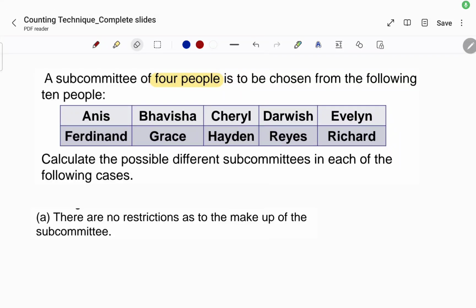Okay, hi. This question is related to counting technique, a question from the lecture. They told you that a subcommittee of 4 people is to be chosen from the following 10 people, from Anis until Richard. So our n is equal to 10, and 4 people are to be chosen, so our r is equal to 4. Since it is related to choosing, we need to use combination.